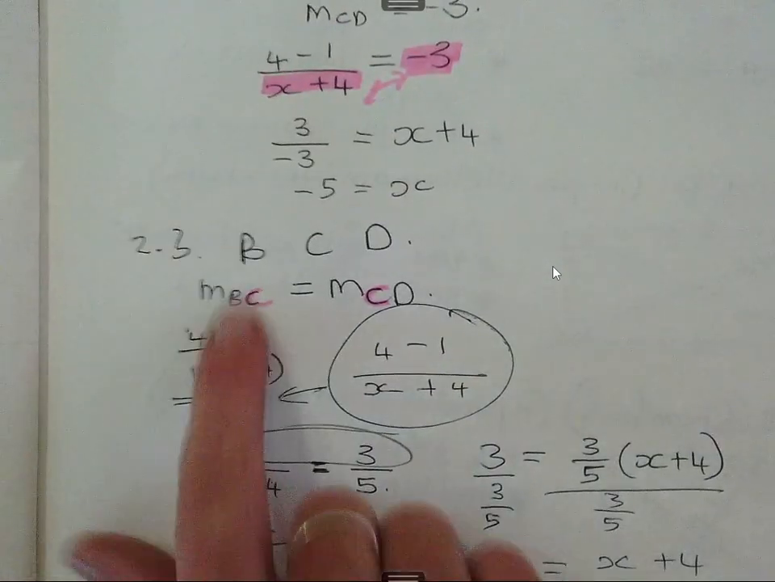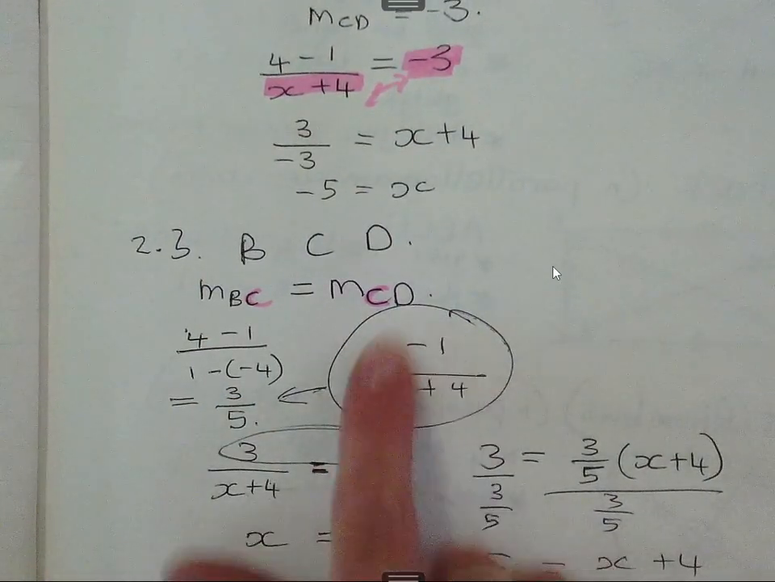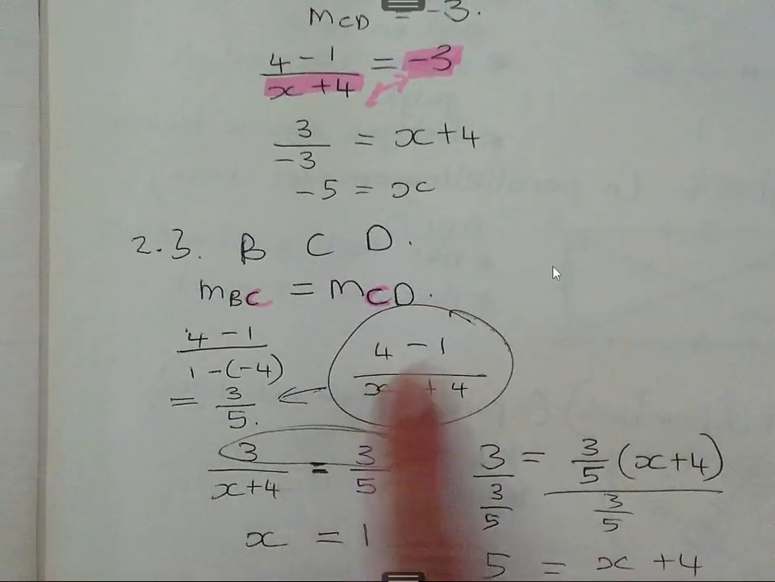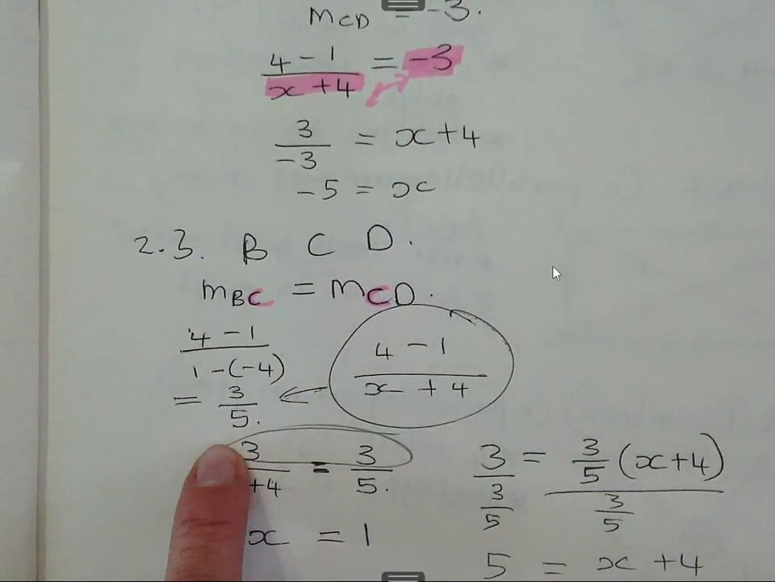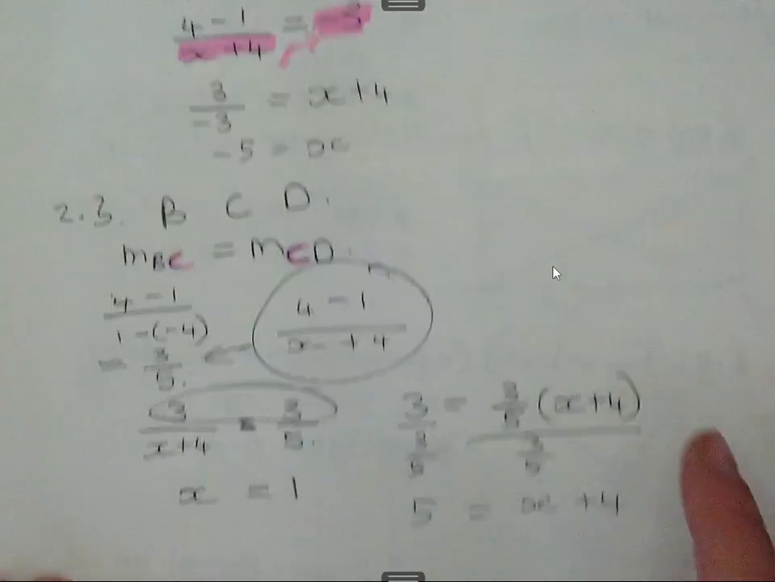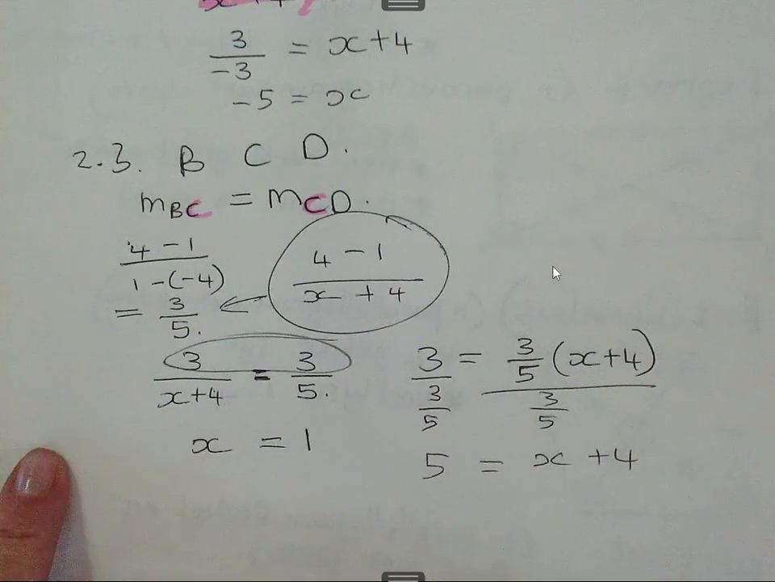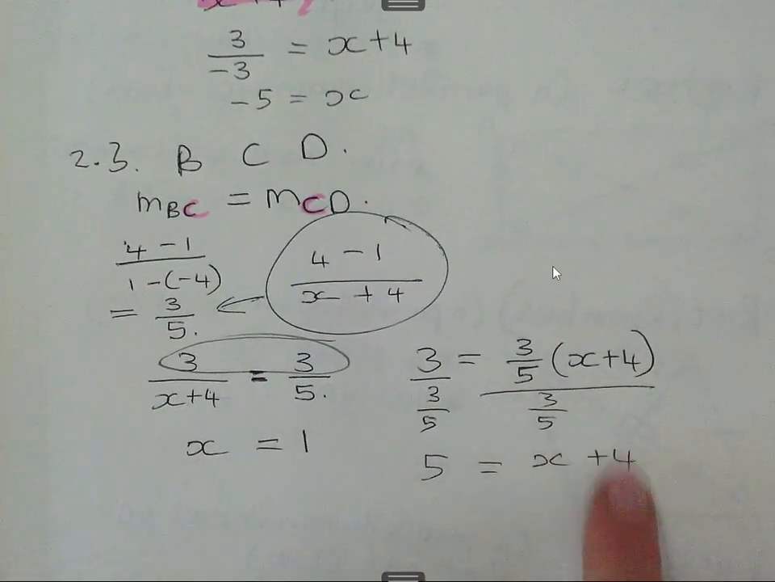So I'm calculating BC's gradient. It turns out to be 3 over 5. Then I substituted CD's gradient. That gradient must be the same as 3 over 5. So I let that be equal to 3 over 5, and then I said to the Afrikaans class, this is also just a shortcut. If your numerators are the same, there's no calculation in there. You can just work with the denominators. But if you did it the long way, you will get the same answer, x equal to 1.